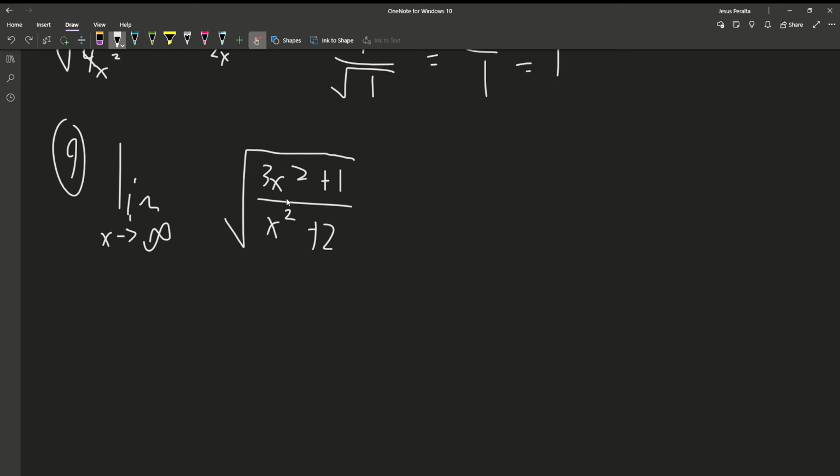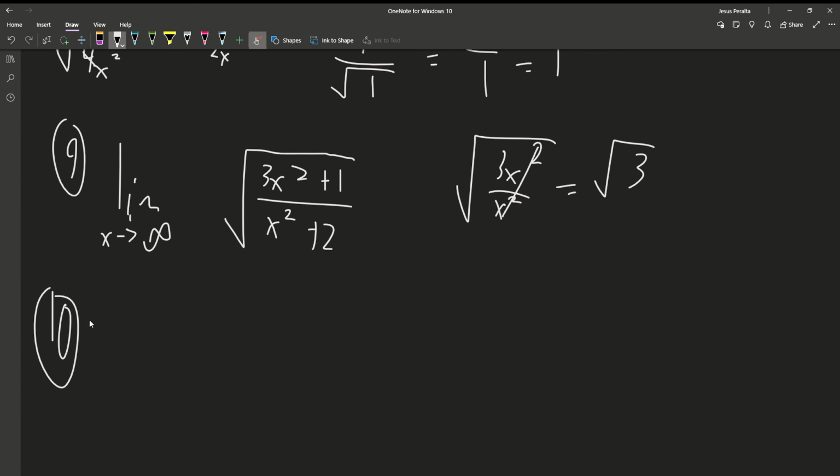You remember that rule of... actually, I just remembered. We just want to look at the exponents. So we have the square root of 3x squared over x squared. So then this is the same thing. These two cancel out, so it's the square root of 3. That's it. I was overthinking this. That's the answer. So moving on to number 10.